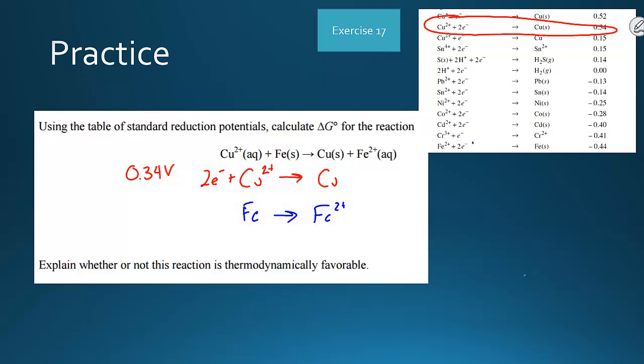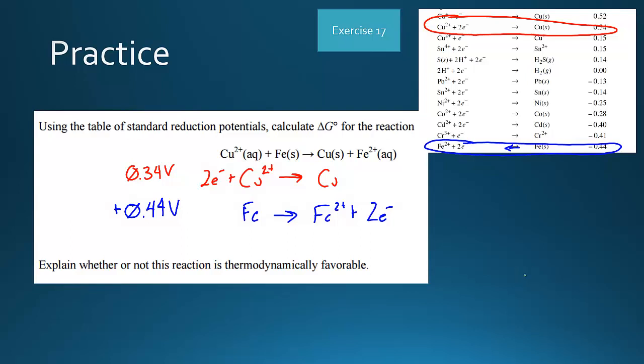The same is said for iron. If we had a full standard reduction table, iron can form different ions, but again we are looking for iron 2+ and solid iron, which on the table as a reduction potential is a negative 0.44 volts and the transfer of 2 electrons. However, this is not what is occurring in our reaction. In our reaction, iron is being oxidized. And so we're not going to use the reduction potential, but the oxidation potential. So we simply flip the sign.